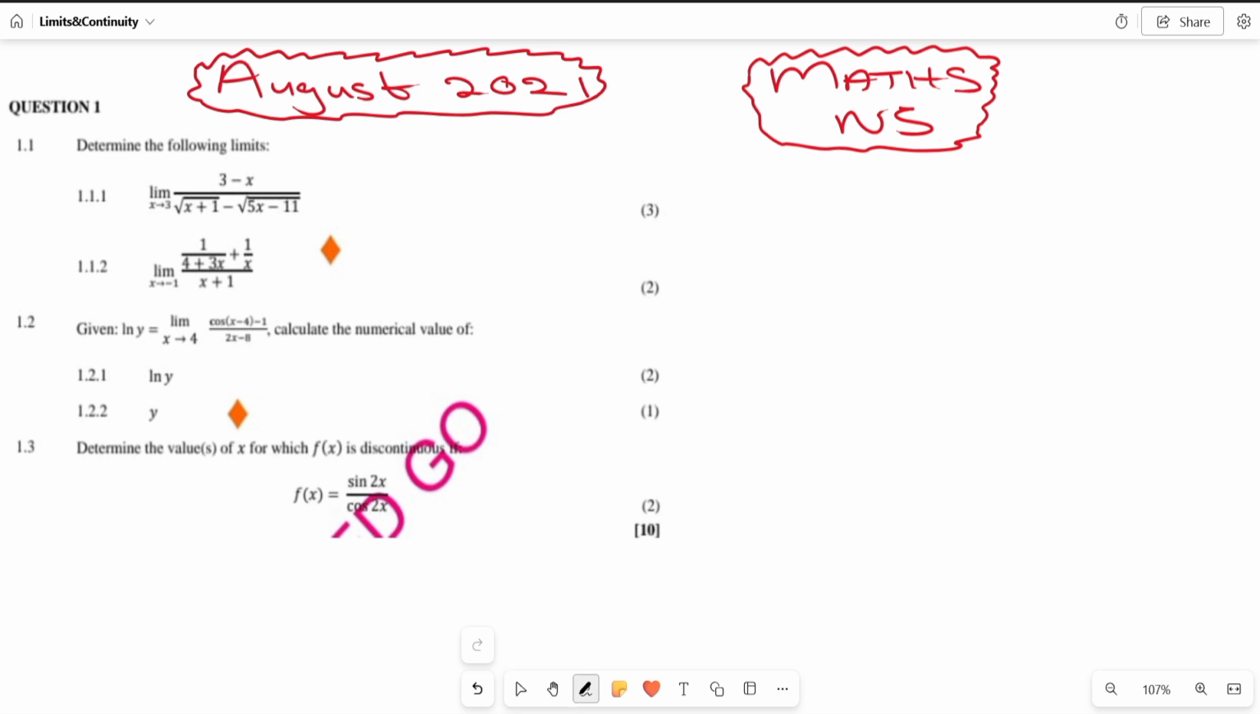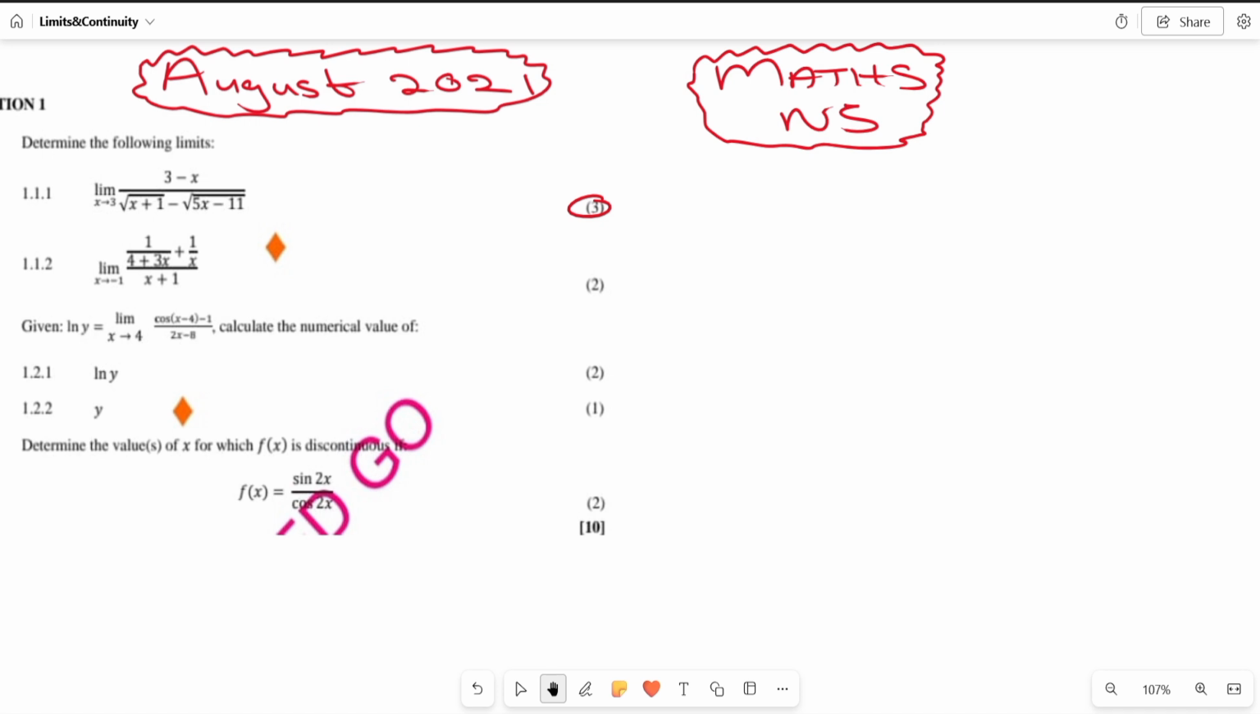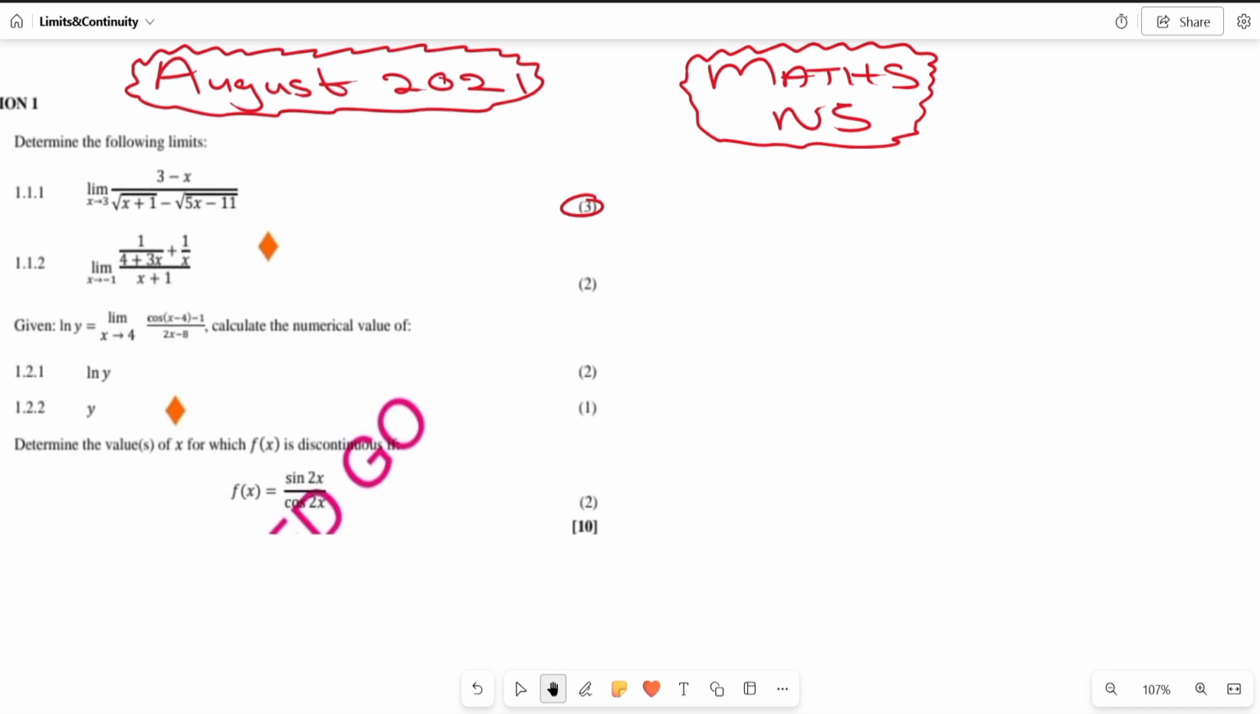So this question here is 1.1 and it's a 3-mark question. Guys, we've already done a lot on the intro, what to do when you have different cases of limits. This one seems a bit interesting, but before we can do much, we need to find out which case it is: is it indeterminate, infinity over infinity, or 0 over 0, or can you just substitute and get the answer?